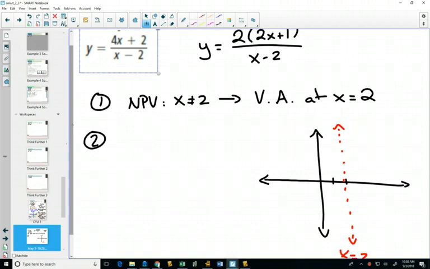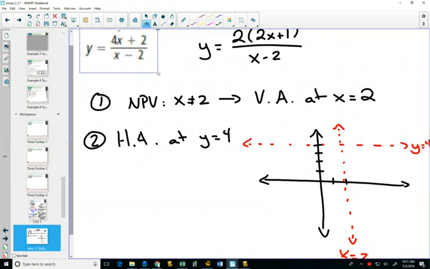Yes. There's going to be a horizontal asymptote at y equals. This is one where the degrees are the same. So if you ignored everything else, you just have 4x over x. So we would have a horizontal asymptote at y equals 4. We can add that in with our red pen. Y equals 4.